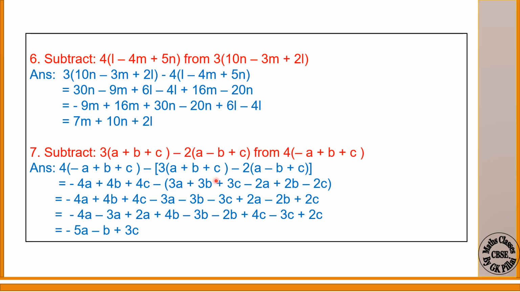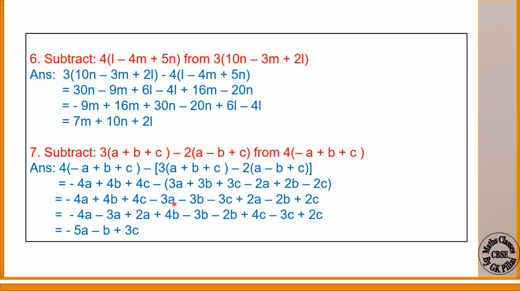First of all, we will write this. 4 into minus a plus b plus c. Then put a minus sign, put a square bracket and write everything. Now what you should do, keep multiply by 4 these three terms, but here don't open the bracket. You simplify this within the bracket only. 3a plus 3b plus 3c minus 2a plus 2b minus 2c.